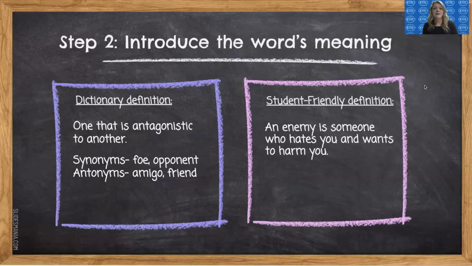Step 2 is introduce the word's meaning. Now, when you give a definition for a word for students, you want to put it in a student-friendly definition. For today's purposes, for you guys, I did put up a dictionary definition, just to show you why it is important to give them a student-friendly definition. So if you were doing enemy, then you would say an enemy is someone who hates you or does not like you and wants to harm you.